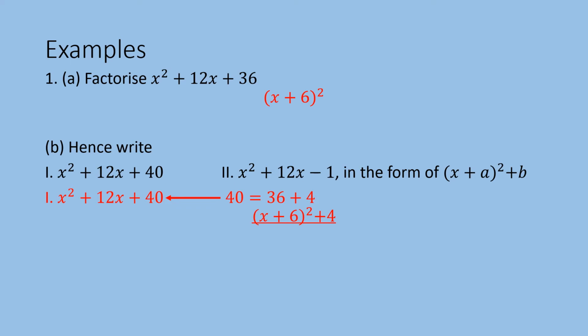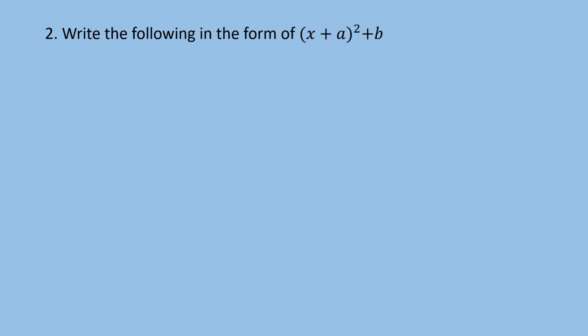Okay. So second one, x squared plus 12x minus 1. So minus 1 we can make plus 36 minus 37. So you can write (x plus 6) squared minus 37. Here is a method you can use to write a quadratic expression in the form (x plus a) squared plus b. Write the following in the form (x plus a) squared plus b.